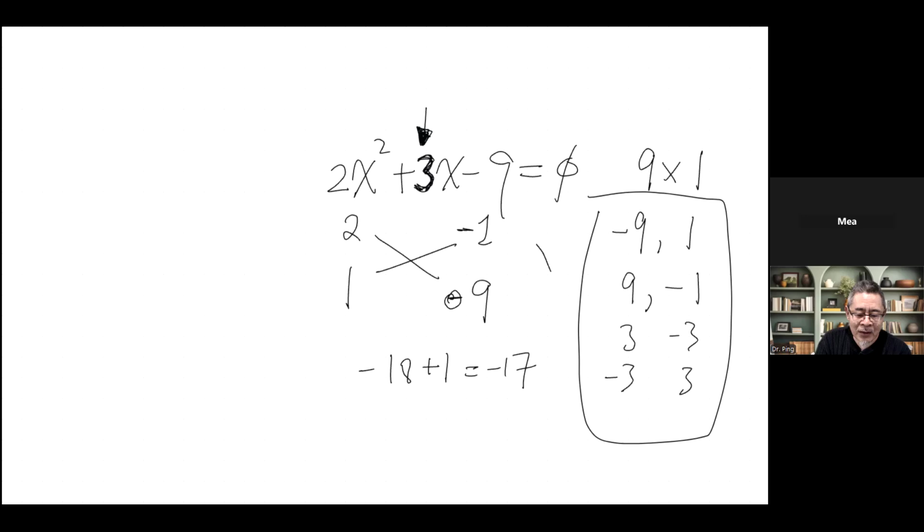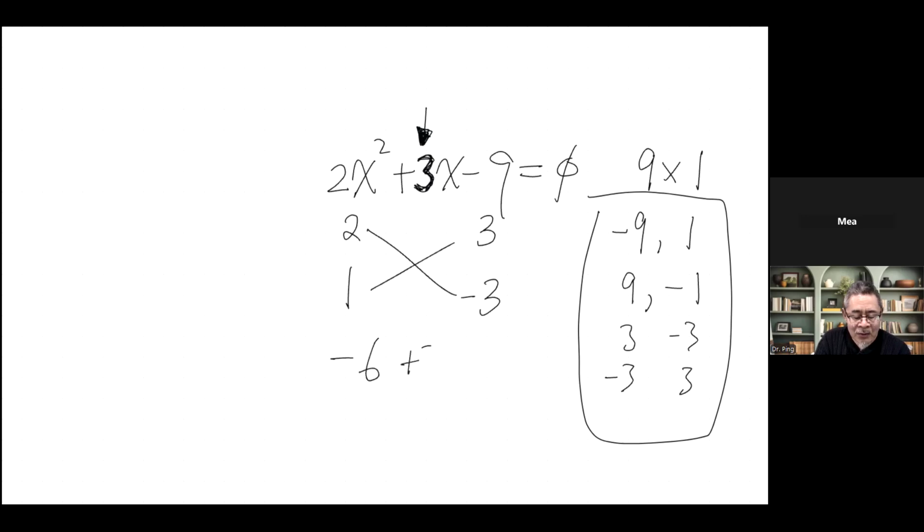And what we have left is 3 and negative 3, so I try that. 3 here. If we try negative 3, well, we got 2 times that, negative 6, and 1 times 3 is 3.